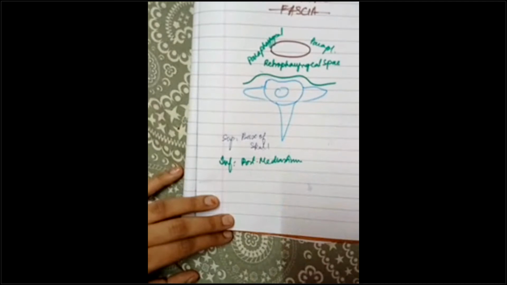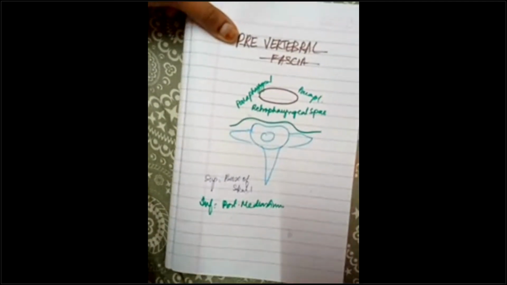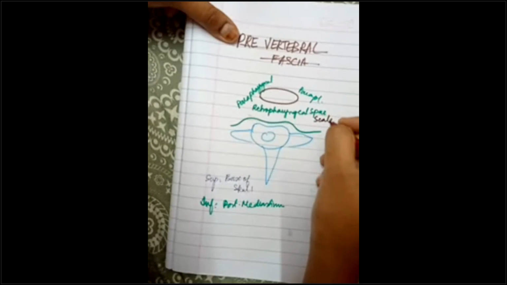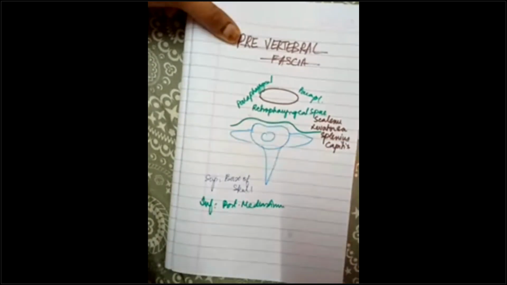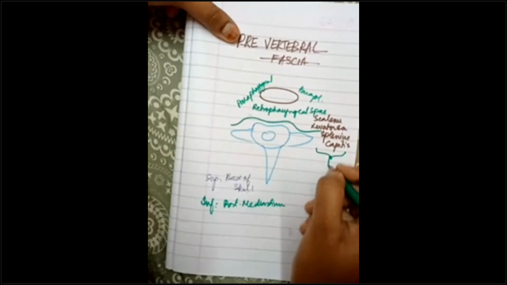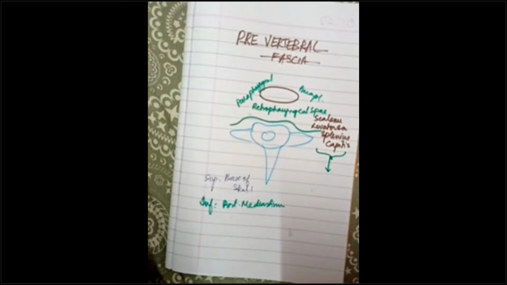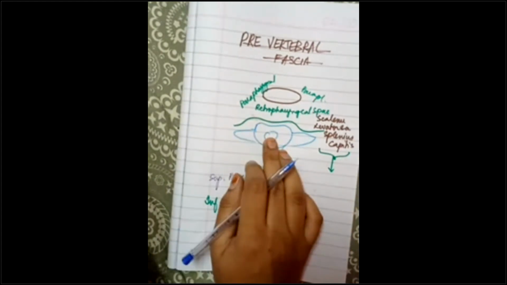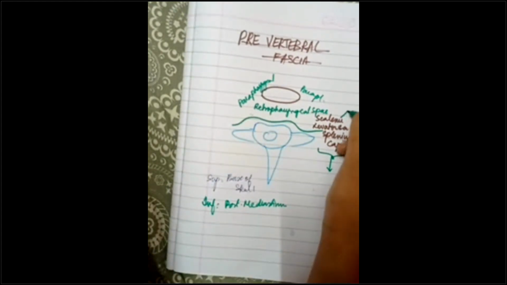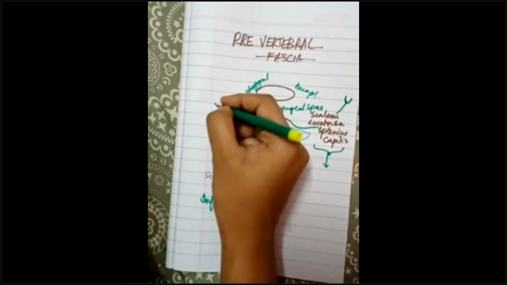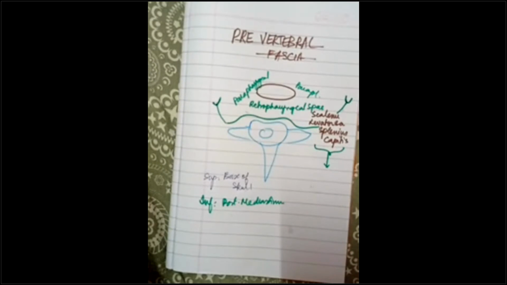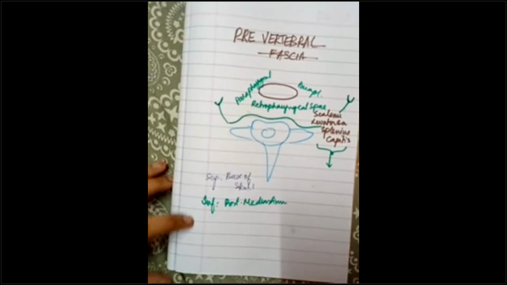Now, tracing the muscles, the fascia laterally encloses your scalene muscles, your levator scapulae muscle, your splenius capitis muscle. These are all muscles of what? Have you studied this same group of muscles somewhere? After covering these muscles, it will go and fuse with the carotid sheath, like this. Here also it forms one part of the carotid sheath. This much only about the prevertebral fascia.